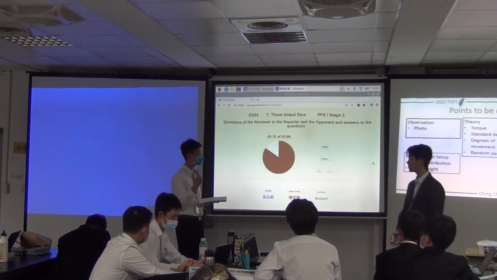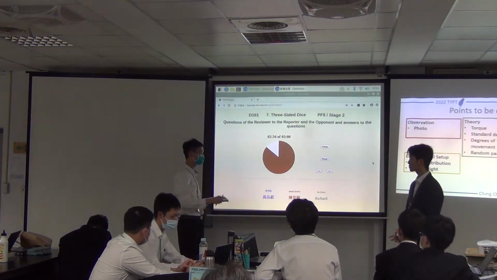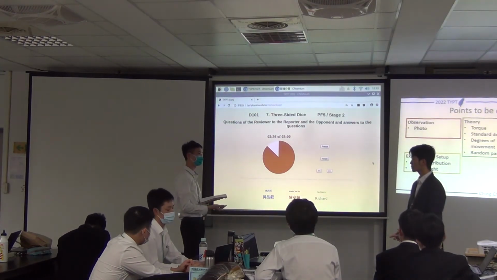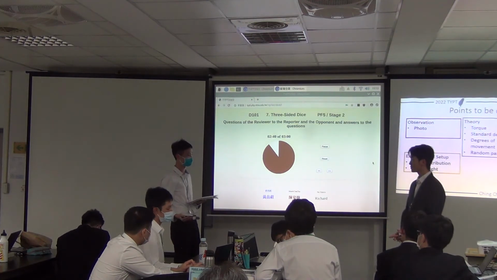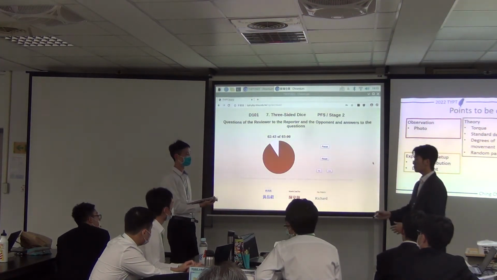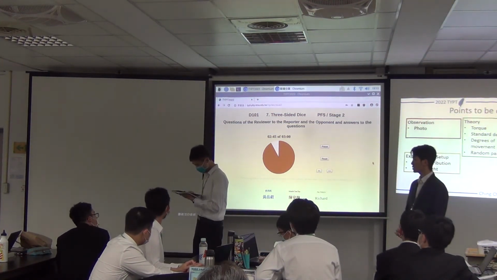But if dropping it from a larger height makes it more chaotic, wouldn't that be better for this experiment? Dropping from a greater height to make it more random? Would you agree? I agree, but we can quantify.